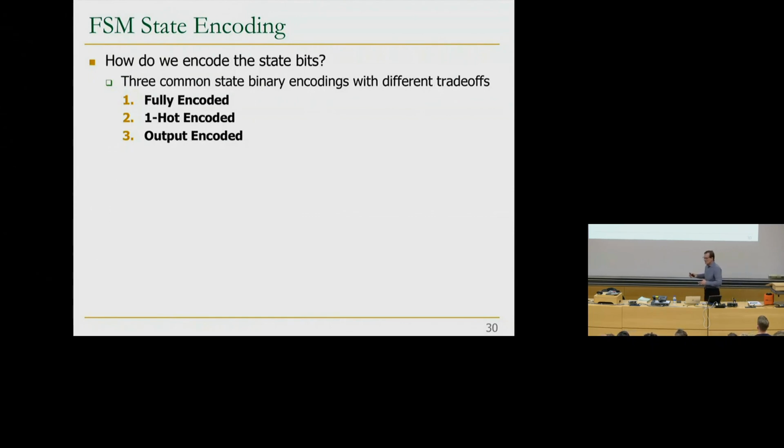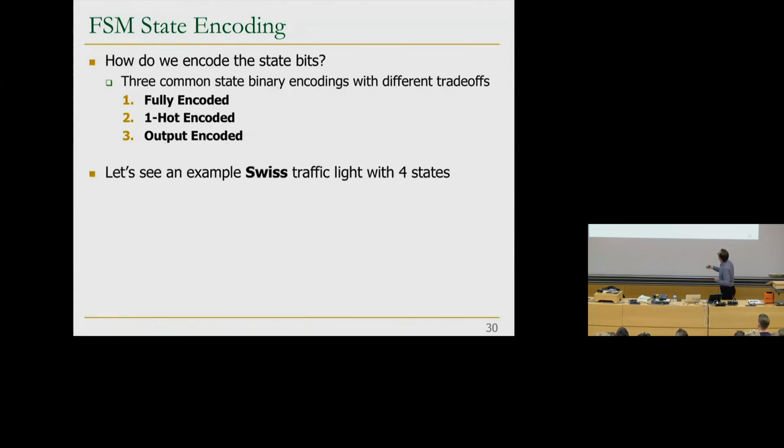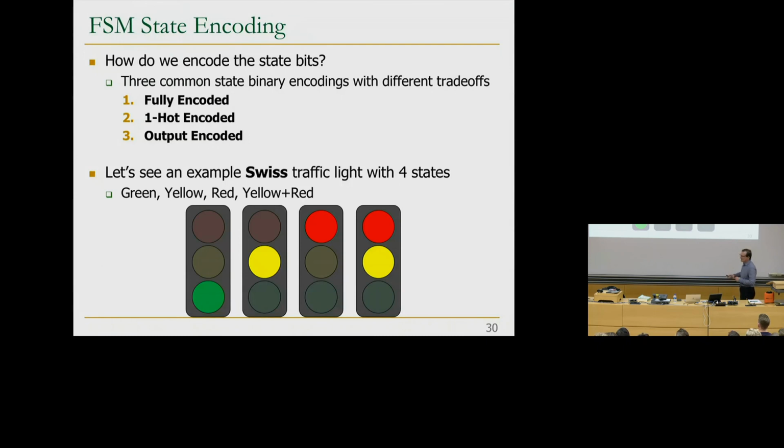That's a key question. Now, in our machine, it's simple, right? We have only 4 states. But you may actually have a real environment where you have millions of states. Encoding may be important in those cases. So there are 3 common state binary encodings with different trade-offs. One is fully encoded, one hot encoded, and output encoded. So if you look at the Swiss traffic light with 4 states, this becomes interesting. If you have 3 states, it's a bit less interesting, but it's still interesting.